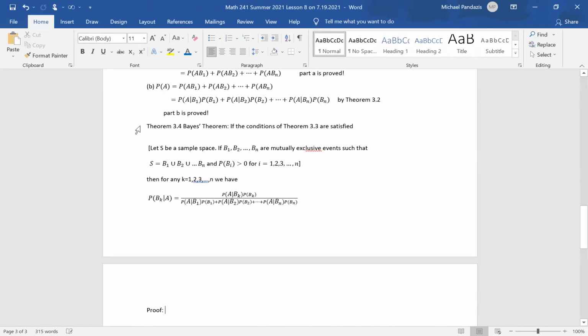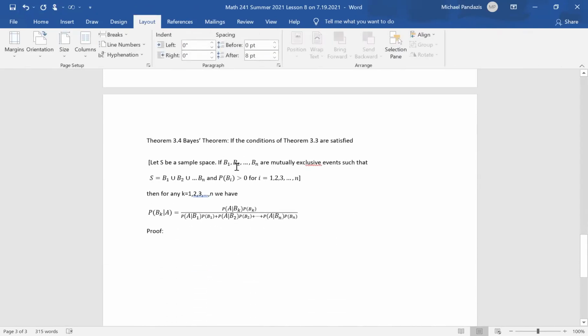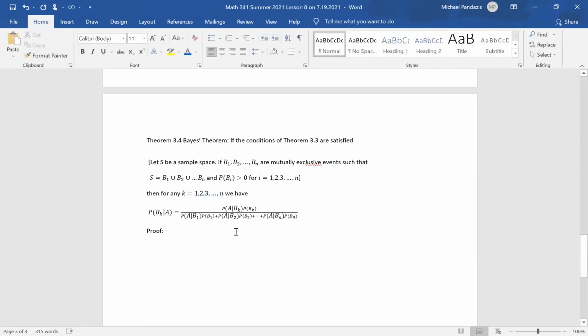Okay, this is Bayes' theorem. So if the conditions of theorem 3.3 are satisfied, S is a sample space, the Bi's are mutually exclusive, S is their union, and the probability of the Bi's are positive. Then for any k from 1 to n, we have this.